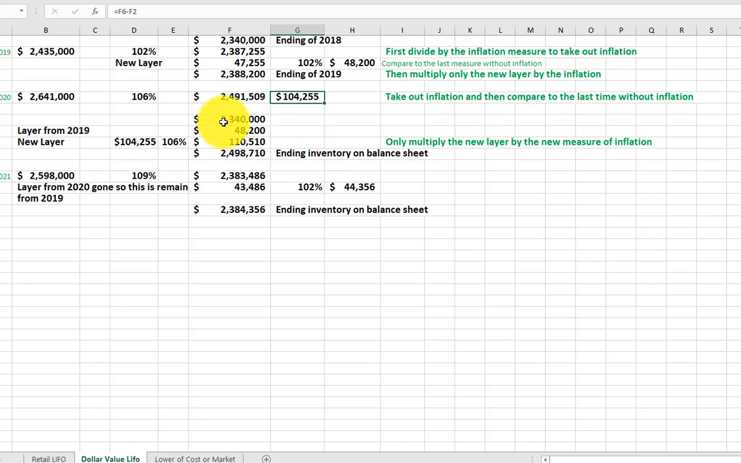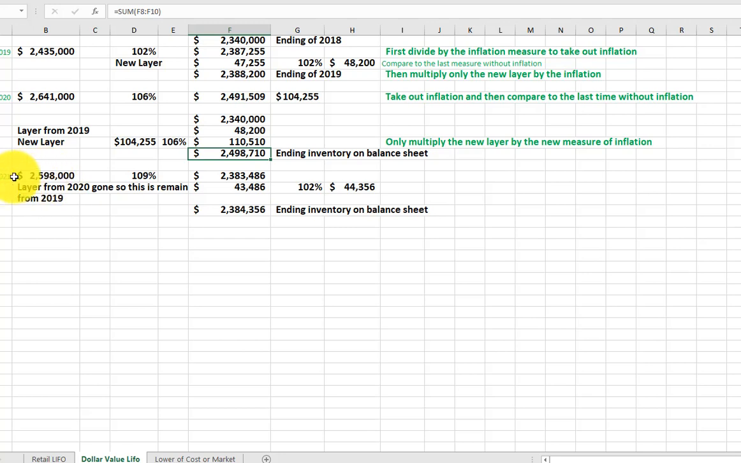So now we have 3 layers. We have the original layer, we have the layer from 2019, and we have the new layer, which we multiply by the 106. Now remember, we already multiplied this by the 102 back here, so by using the 48,200 here, we don't multiply again. It has already got the inflation put back into just that layer at the right amount, and then we put the inflation back into the 104 to get 110. Add up our 3 layers, and there's our ending inventory on the balance sheet.